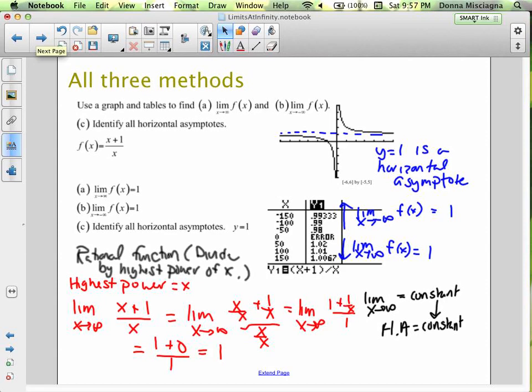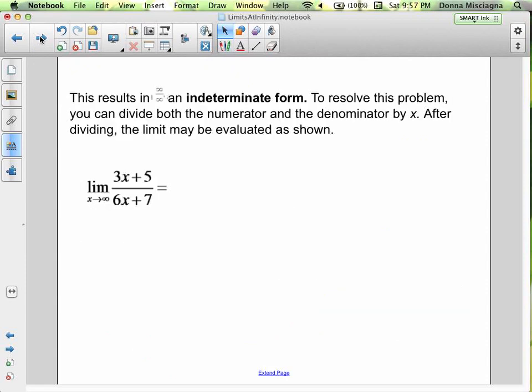Let's do some more. Finding the limits as x approaches positive and negative infinity. Let's find some horizontal asymptotes. All right, so here, numerator and denominator, we saw this problem earlier. They're both going to infinity. That's an indeterminate form. To resolve the problem, you can divide both the numerator and the denominator by x. After dividing, the limit may be evaluated as shown. By the way, there's no reason to show this is the indeterminate limit, infinity over infinity.